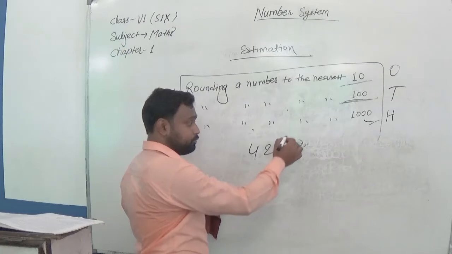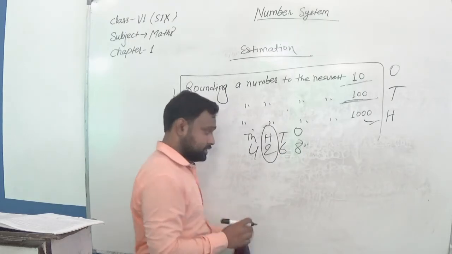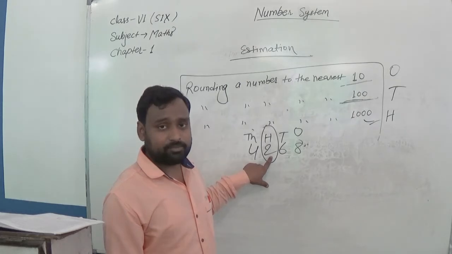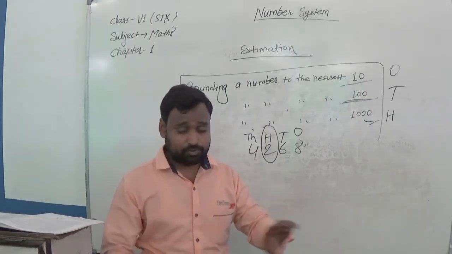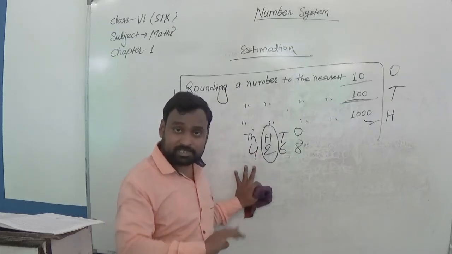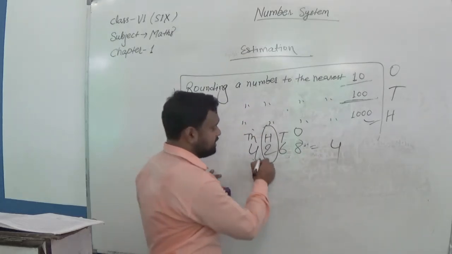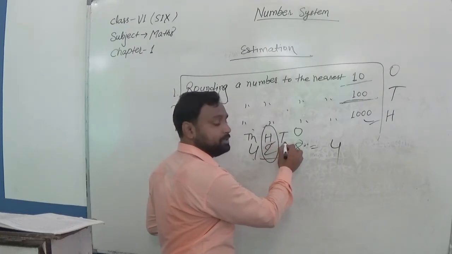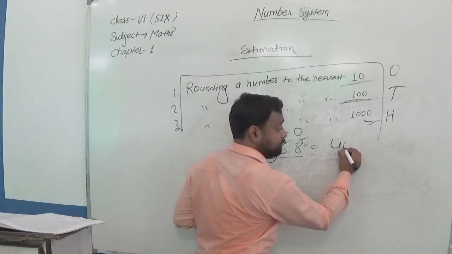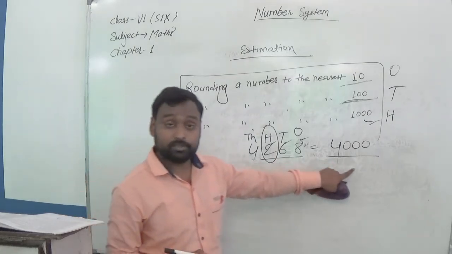So, where do we have to focus? Ones, tens, hundreds and thousands. We have to focus on hundreds. When this digit is less than 5, we have to keep the digit at the thousands place unchanged. Here it is 4, it will be 4 also, and the rest of the digits at the places of hundreds, tens and ones will all be replaced with 0.